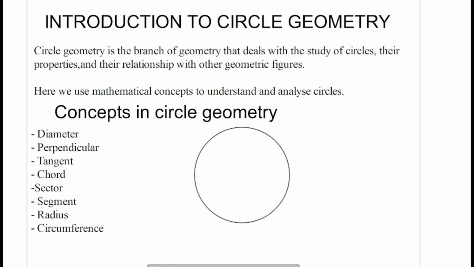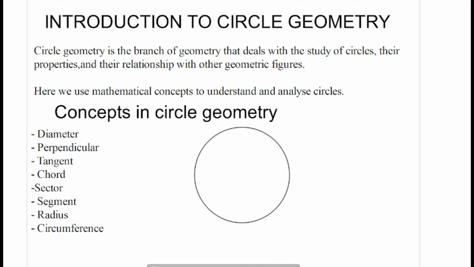Okay, so circle geometry. Let's look at the definition. Circle geometry is the branch of geometry that deals with the study of circles, their properties, and their relationship with other geometric shapes. So we're going to be looking at circles, properties of circles, and how circles relate with other geometrical shapes. Before you dive into circle geometry, there are some basic concepts you should be familiar with. So let's dive into those concepts.